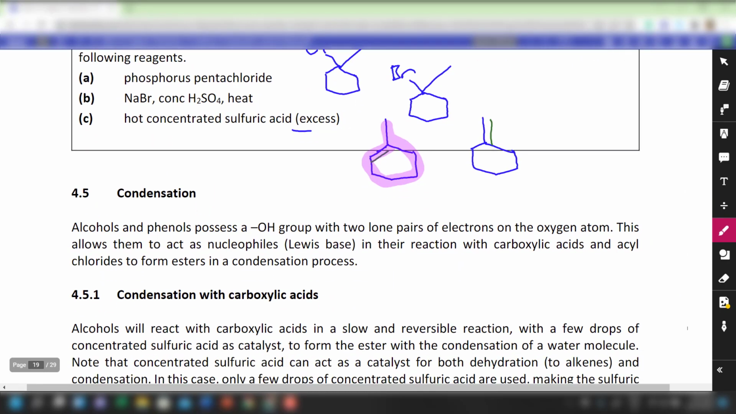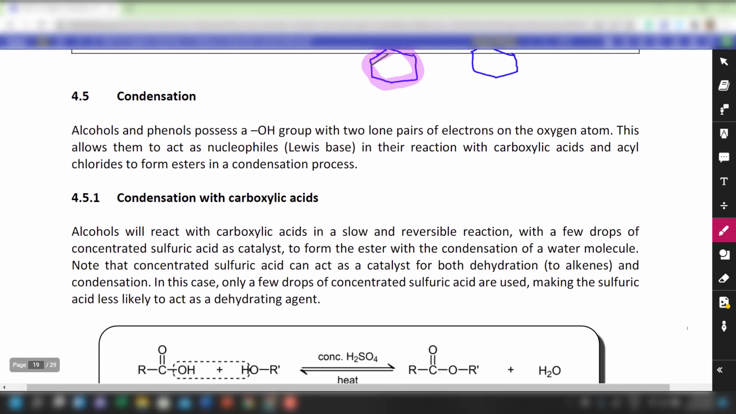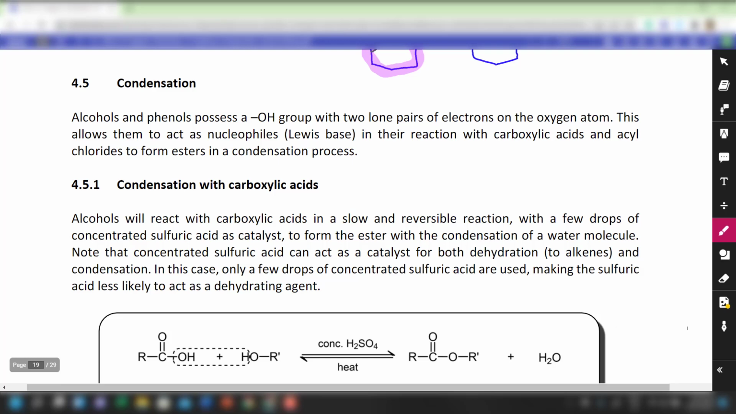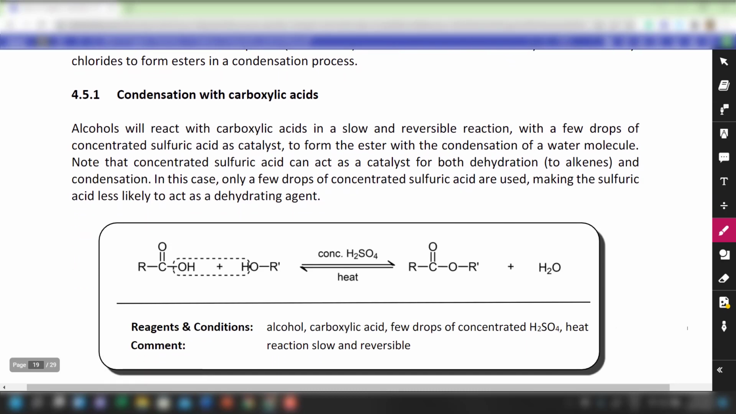Okay. Next, alcohols can undergo what we call condensation reaction. Okay, so what exactly do we mean by condensation reaction? Okay, so basically in the course of reaction, a small molecule evolves. Okay, so in this case, if I allow ester to be formed, then H2O will be eliminated from carboxylic acid and alcohols. Yeah, so this is known as condensation reaction, where H2O or HCl is being produced.